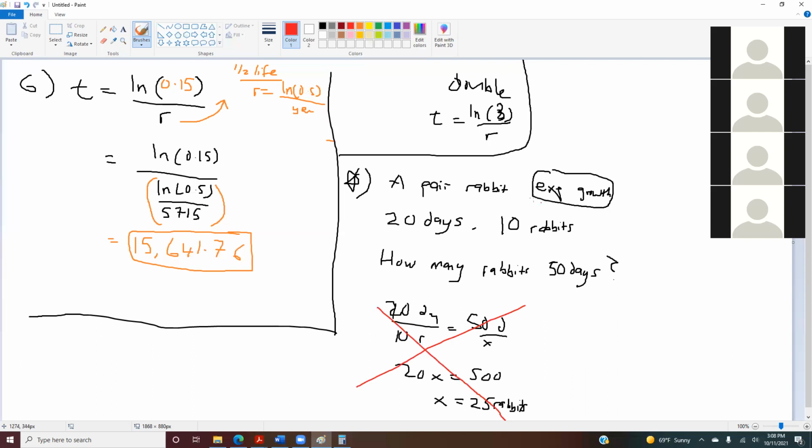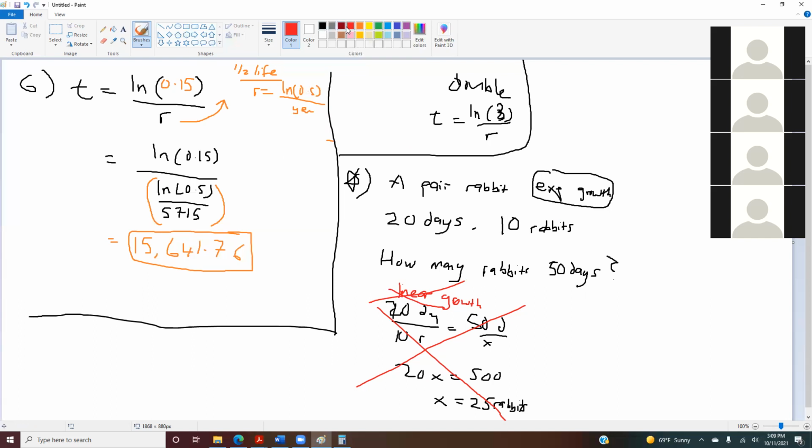Why is this wrong? It's because this is not exponential growth. This is what we call linear growth. Linear growth means that one day you have 2 rabbits, 2 days you get 4 rabbits, 3 days, so you double this. So we are not doing linear growth here. Linear growth means every day you only get an increase of 2, for example. So this is exponential growth. So don't do this on your test. You will get it wrong.